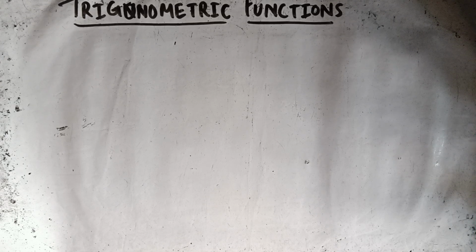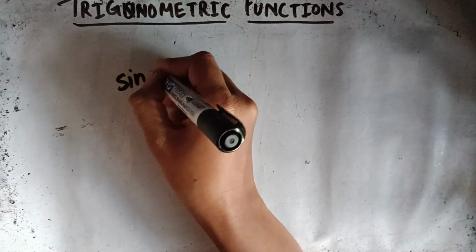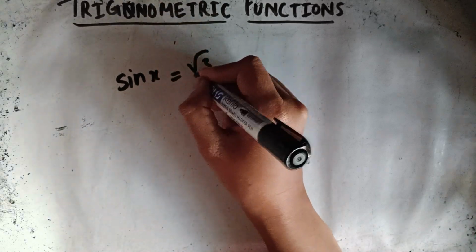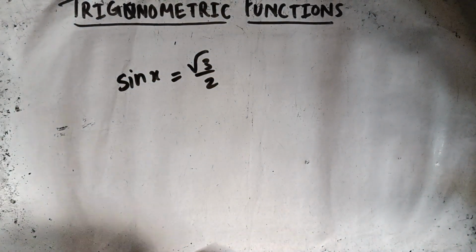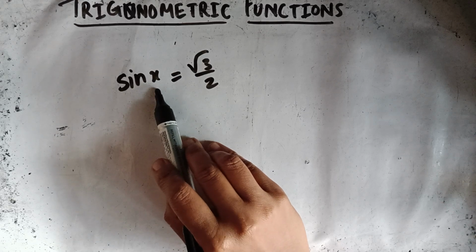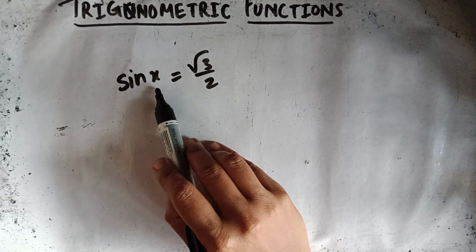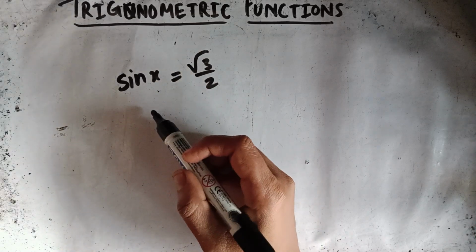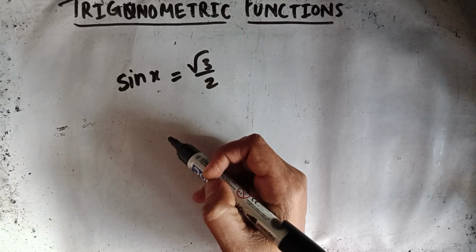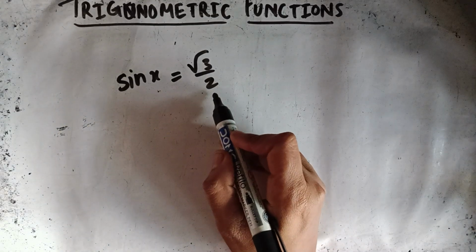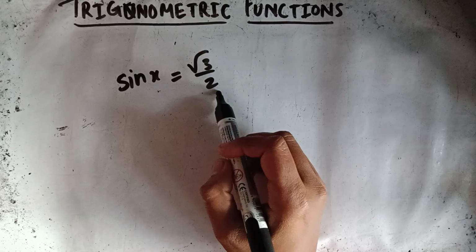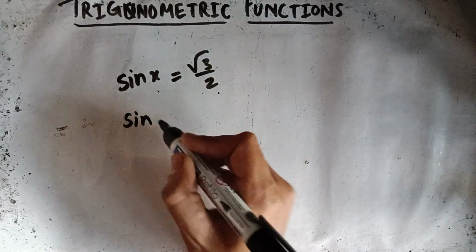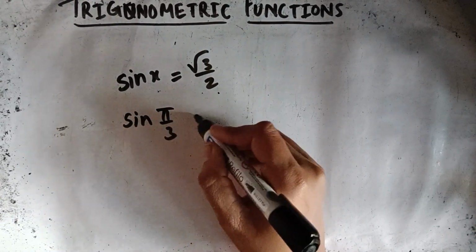So for example, if you want to find the principal solutions of the equation sin x equal to root 3 by 2, now we know for what value of x it is root 3 by 2, right? For pi by 3. For sin 60, the value is root 3 by 2. So one of the principal solutions we got.